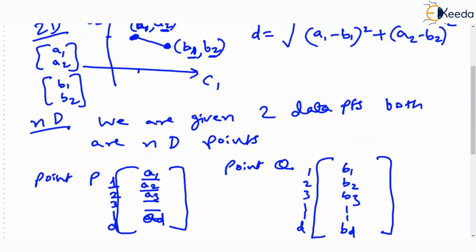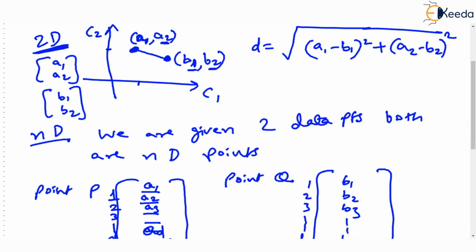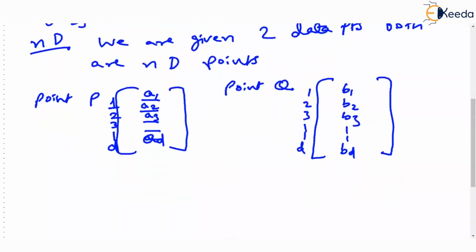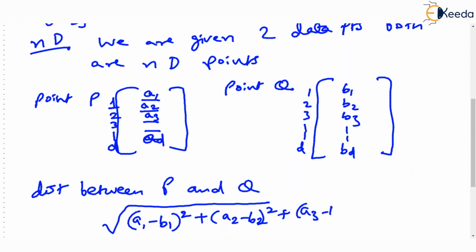I told when I took a class about linear algebra, the classic thing about linear algebra is whatever applies to 2D applies easily to higher dimensions. So what will be the distance between P and Q? Euclidean distance between P and Q will be square root of (A1 minus B1) the whole square plus (A2 minus B2) the whole square plus (A3 minus B3) the whole square plus, and it goes on up to (An minus Bn) the whole square.